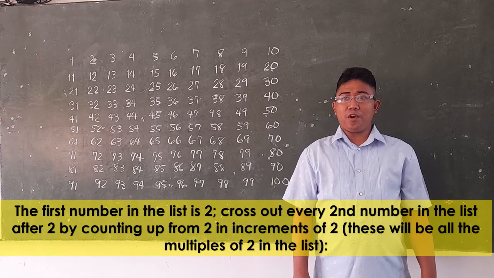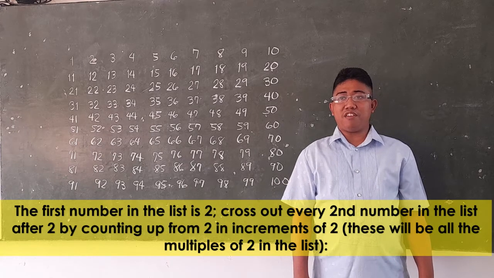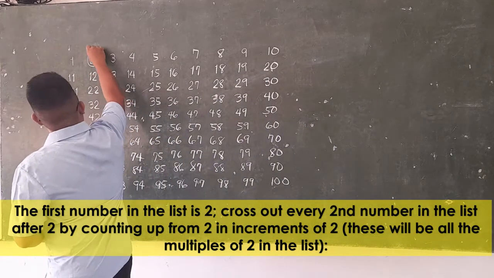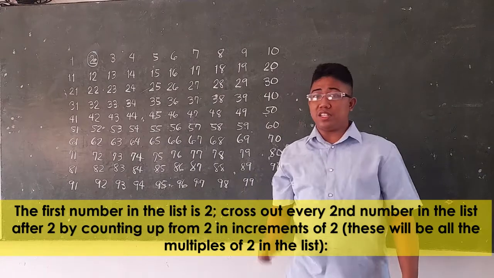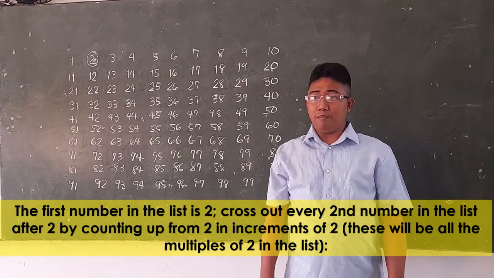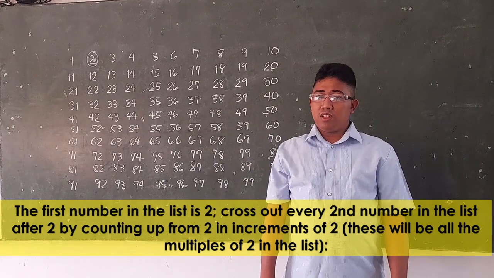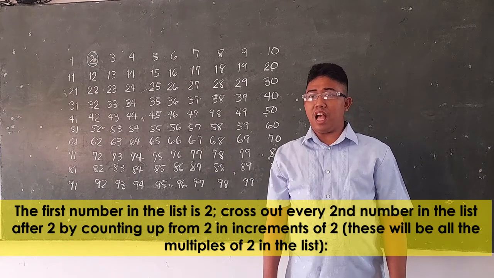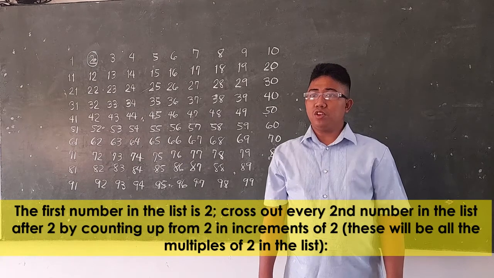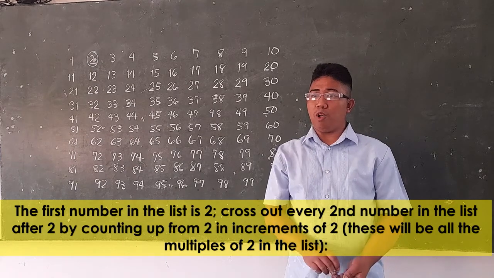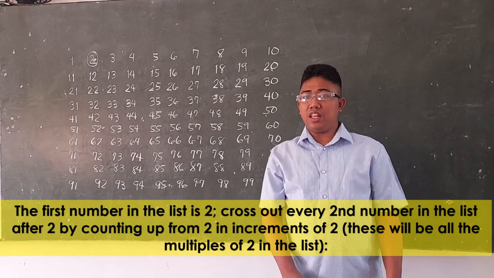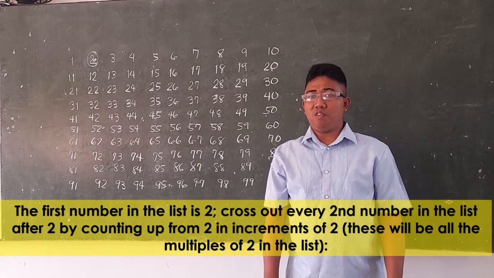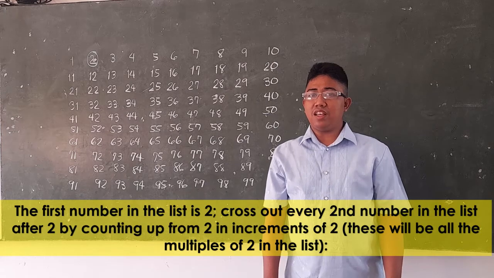Next, the first number in the given list of first 100 numbers is 2. So the number 2 is the first prime number. Then, cross out every second number in the list after 2 by counting up from 2 in increments of 2. So this will be all the multiples of 2. Meaning to say, these are the even numbers which end with 2, 4, 6, 8, and 0.